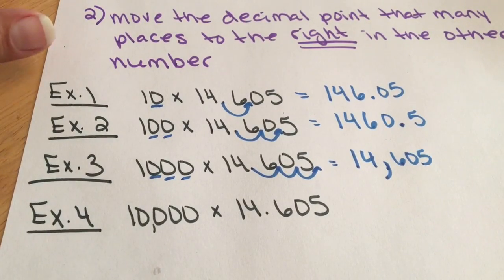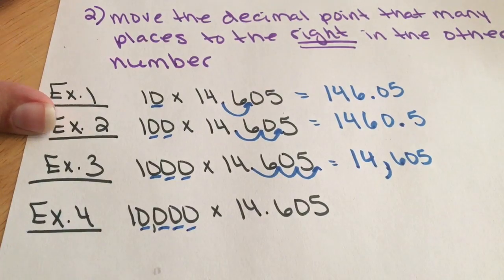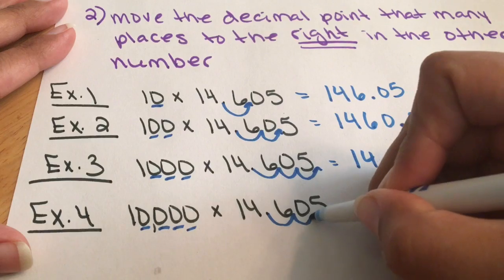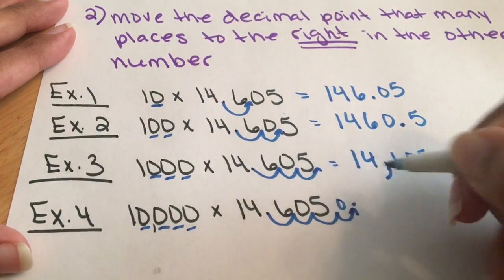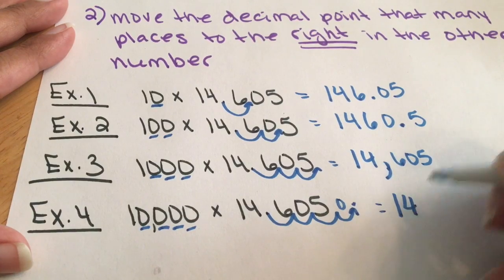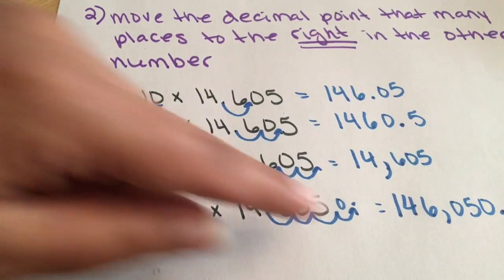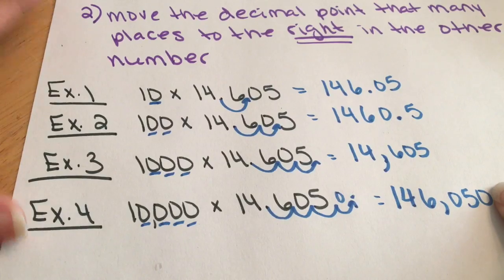And in the last one, we have 10,000 times 14.605, so we count our number of zeros. There's 4. We're going to move 1, 2, 3, 4 to the right. We are going to need that extraneous 0, so we end up with 146,050. If we want to put that decimal in a 0 just so that we have a place there, we can. If we don't want to put it, that's fine too.